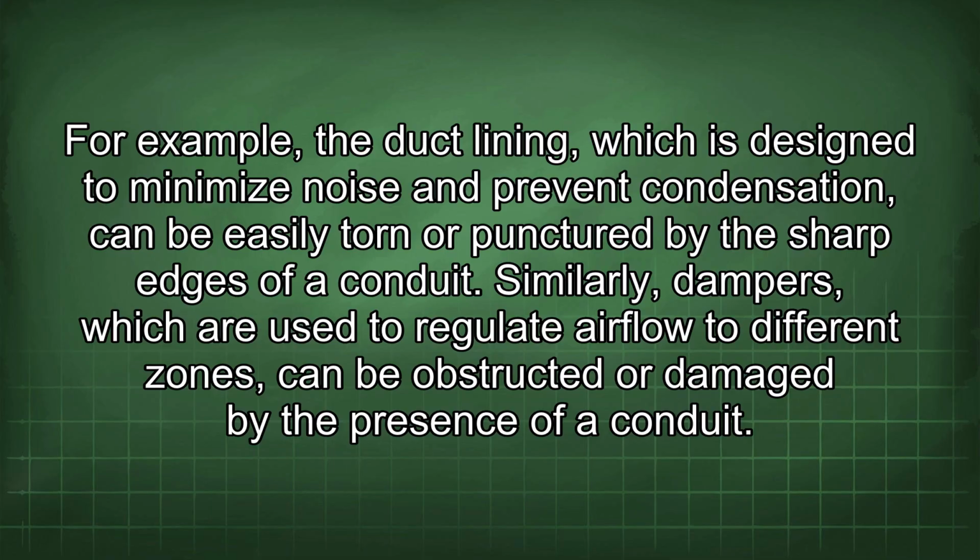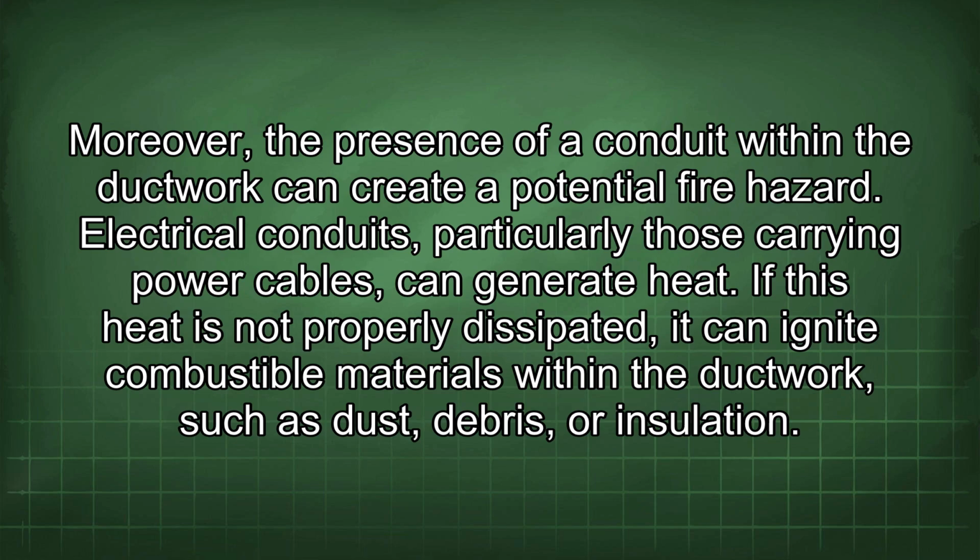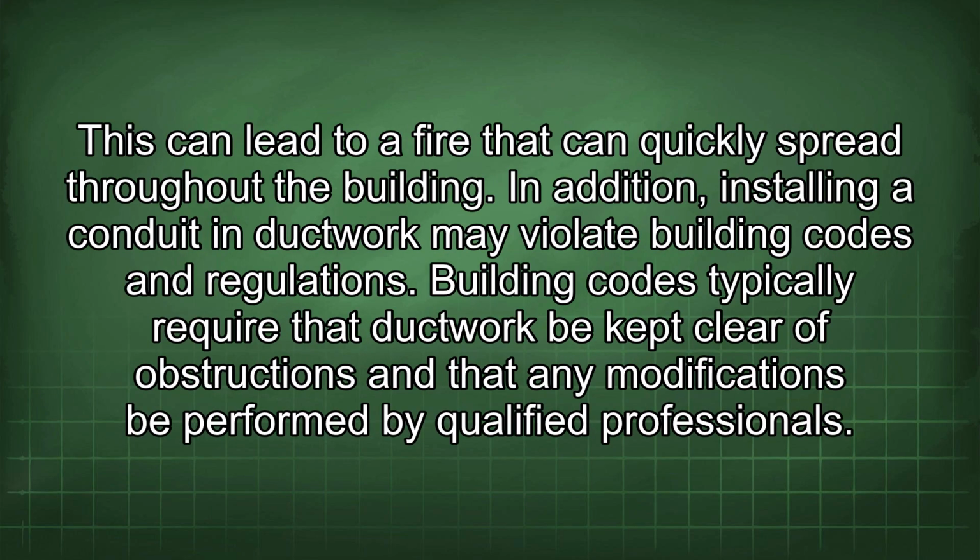Similarly, dampers, which are used to regulate airflow to different zones, can be obstructed or damaged by the presence of a conduit. Moreover, the presence of a conduit within the ductwork can create a potential fire hazard. Electrical conduits, particularly those carrying power cables, can generate heat. If this heat is not properly dissipated, it can ignite combustible materials within the ductwork, such as dust, debris, or insulation. This can lead to a fire that can quickly spread throughout the building.